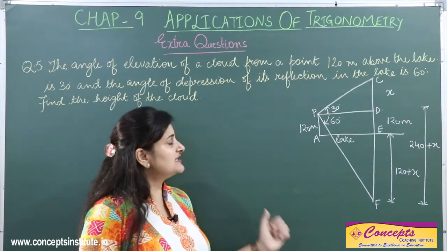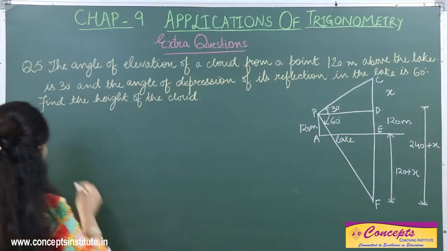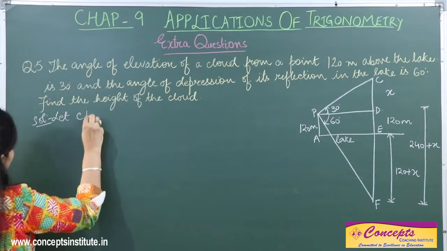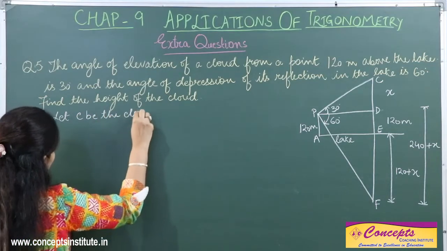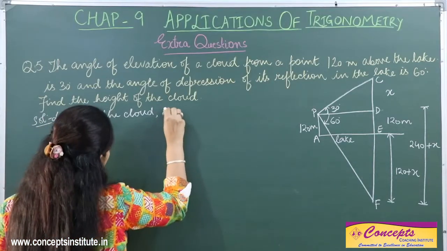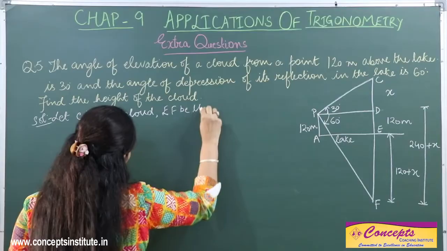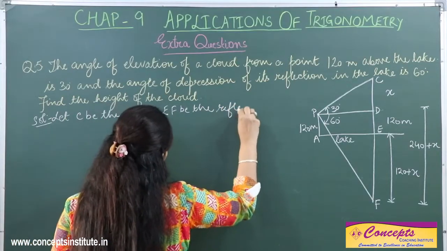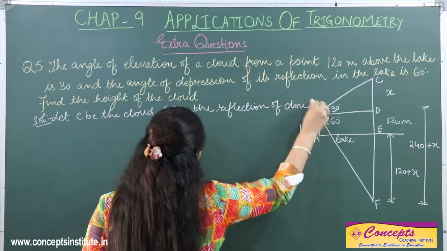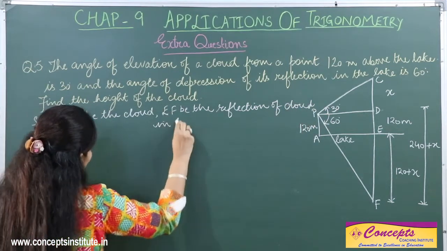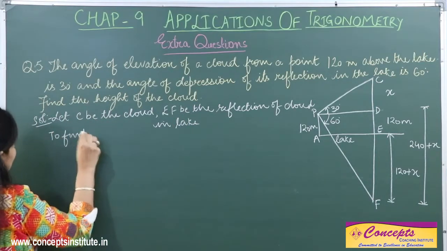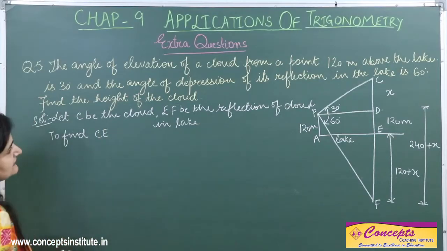Right students? So we are supposed to find out CE. So let me just write: let C be the cloud, and EF be the reflection of the cloud in the lake. And what are we supposed to find out? We have to find the height of the cloud above the lake, that is CE.